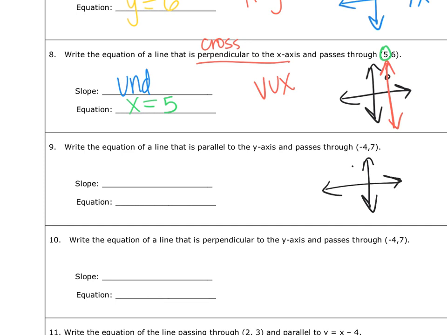Problem 9, we have the point -4, 7, so left and up. And they want it to be parallel to y, so they want the same as the y-axis. Remember, this is the y-axis, so same as that would go up and down, which would be a VUX. My slope of a VUX is undefined, and my equation is x equals -4 from the point that I was given.